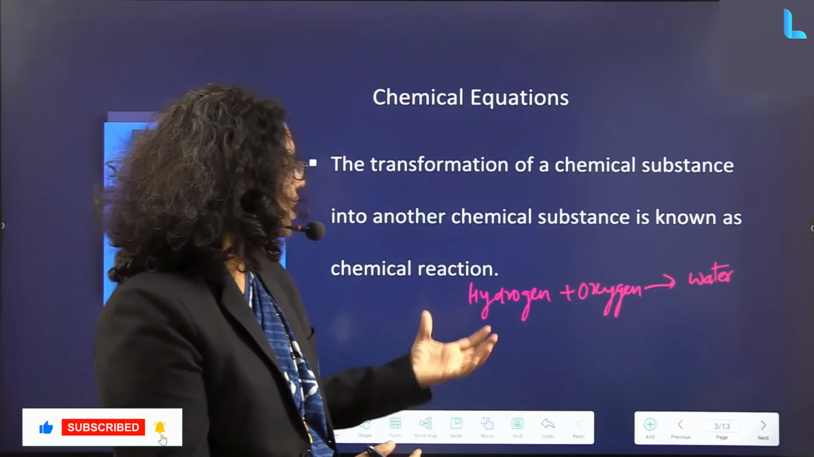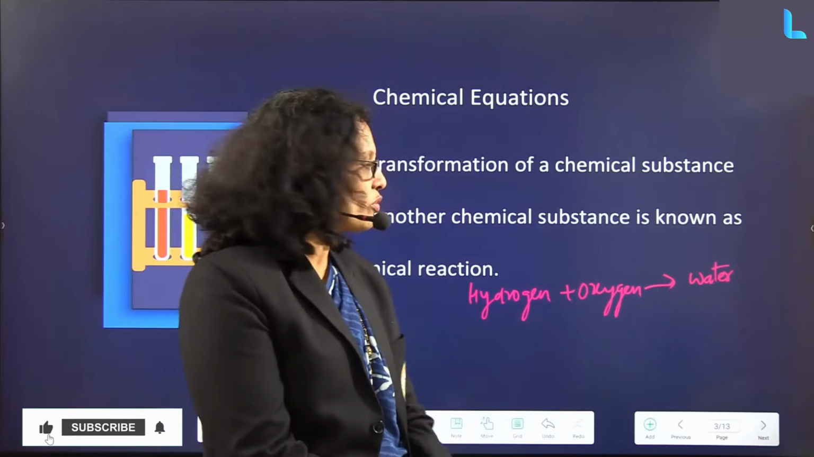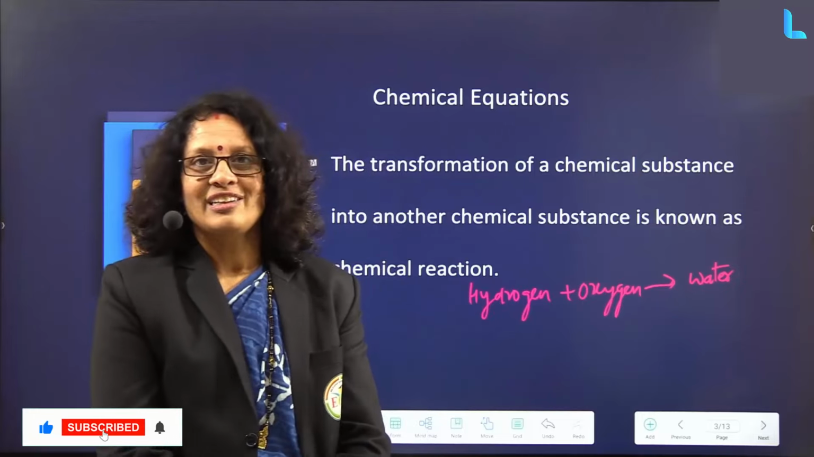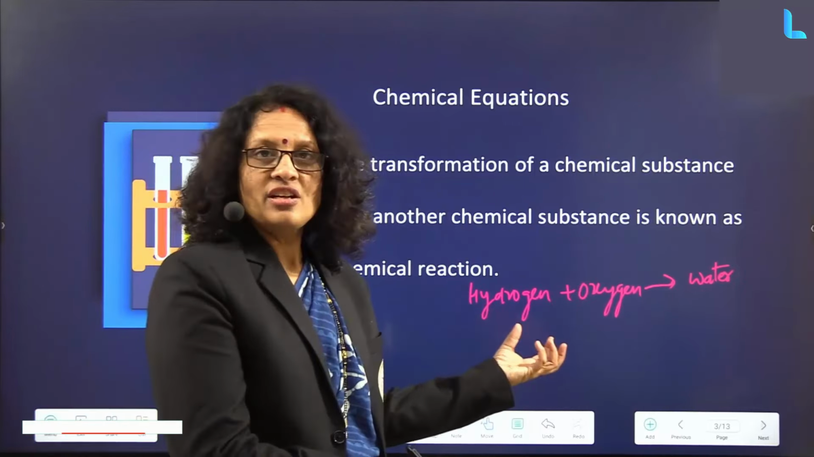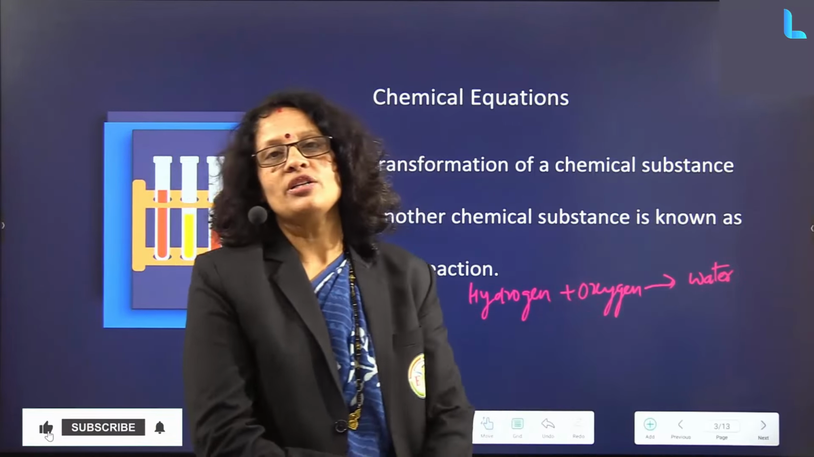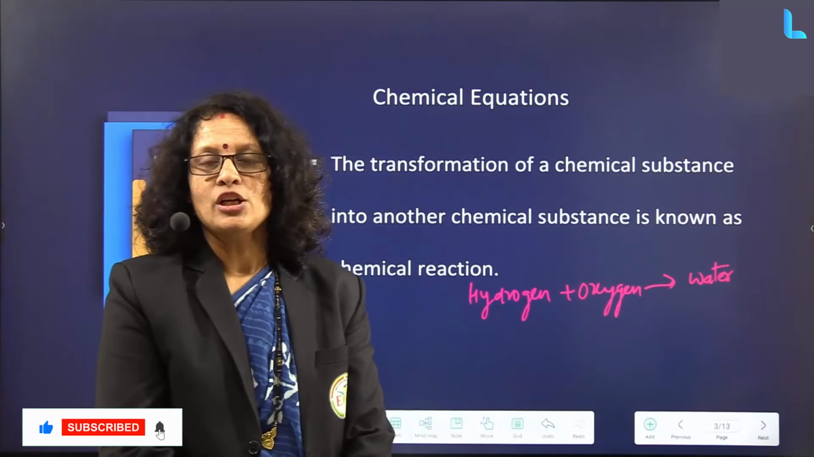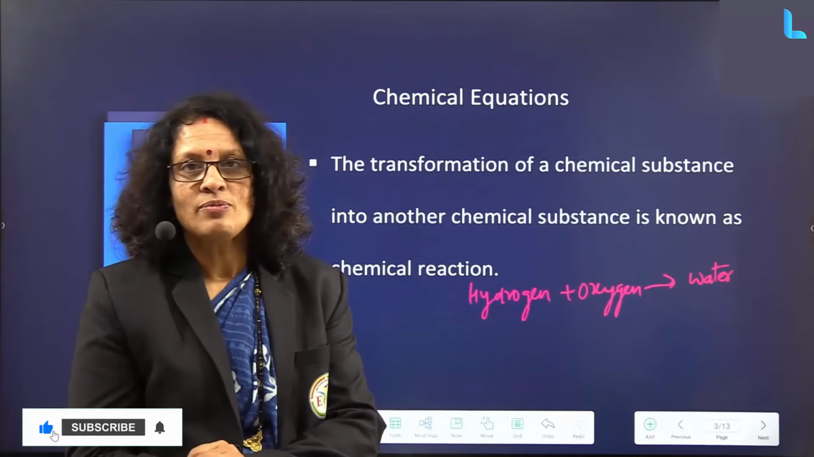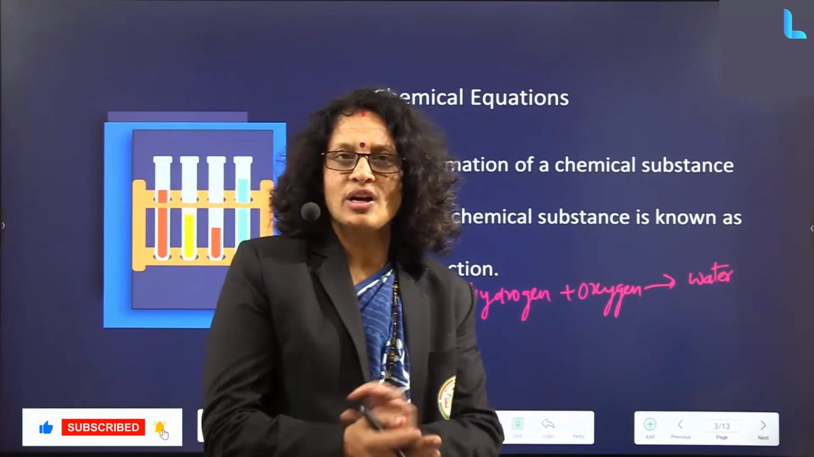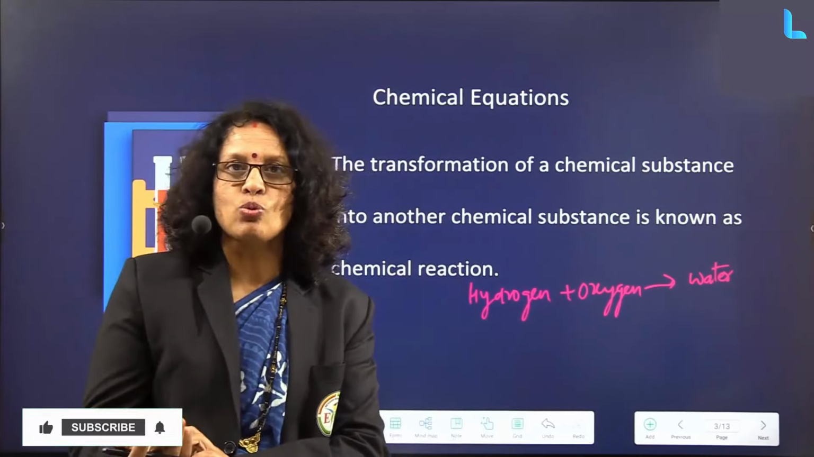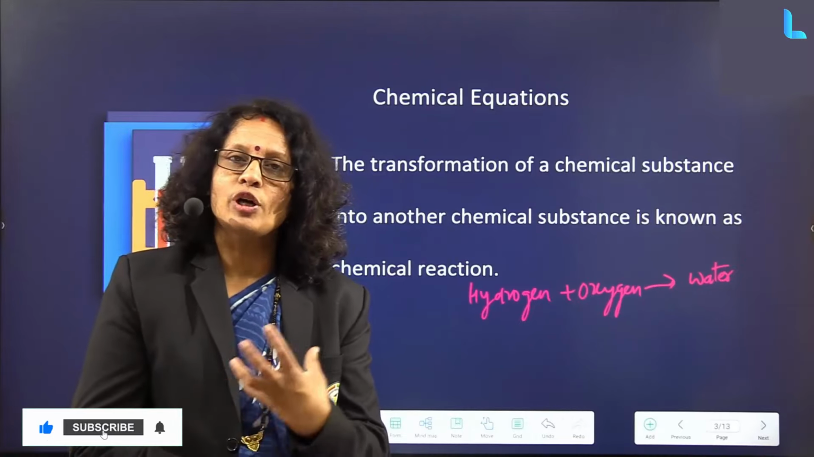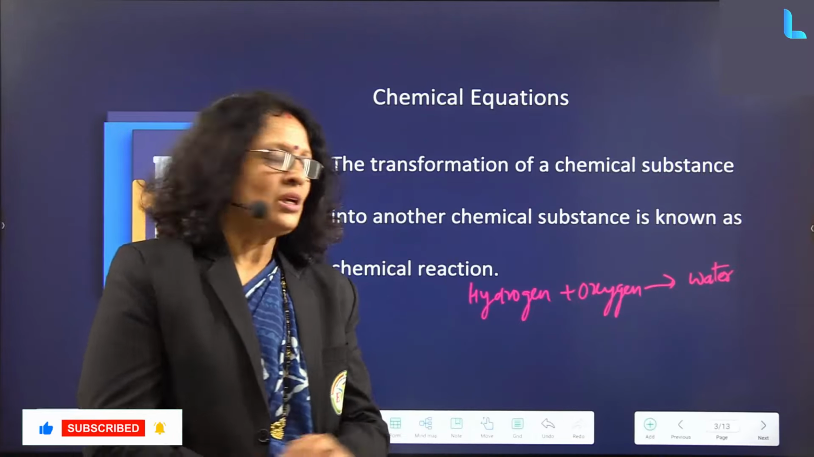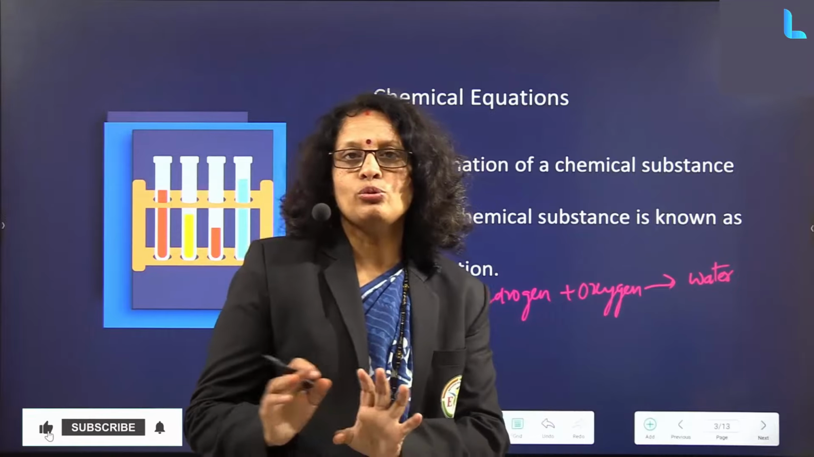Another example: when hydrogen combines with oxygen, you get water. Hydrogen is a gas, oxygen is also a gas, but water is a liquid at room temperature. So you are getting transformed into a totally new substance. It is not necessary that reactants should always be 2 or 3. Reactants can be 1, 2, 3, n number. Products also can be 1, 2, 3, n number.